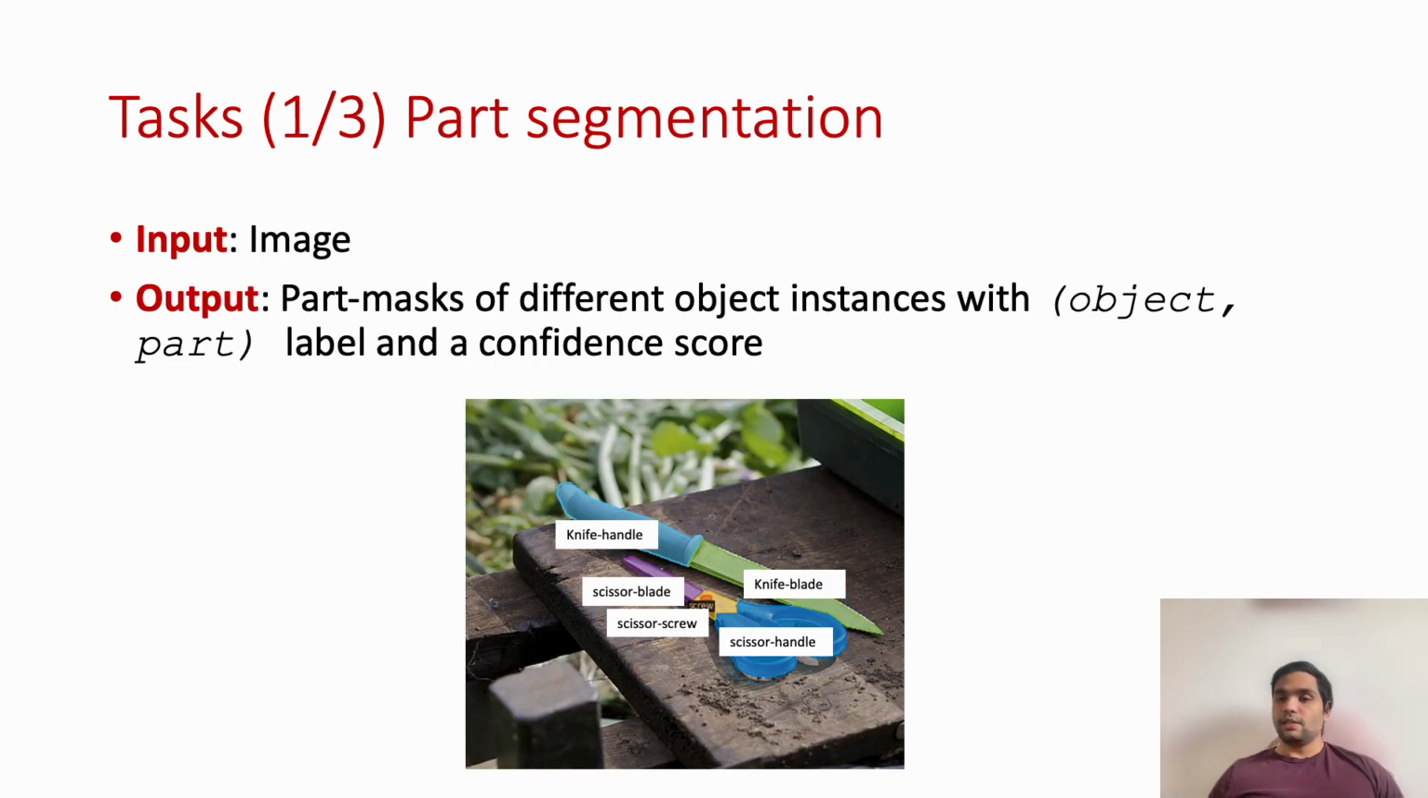The first task is similar to object segmentation. However, the model is expected to segment each part per object instance with a label and a confidence score. The model should get both object and part label correct for the part mask as shown here. For example, the different object part labels in this image are knife blade, scissor handle, knife handle, scissor blade, and so on. There is one confidence score which combines both the object and the part label.